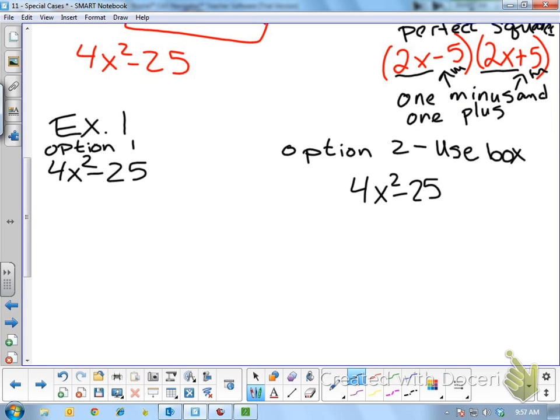Okay, so let's take this problem again, 4x squared minus 25, the one we already know what the answer should be. And let's actually try doing the process now and see if we can do the process correctly.